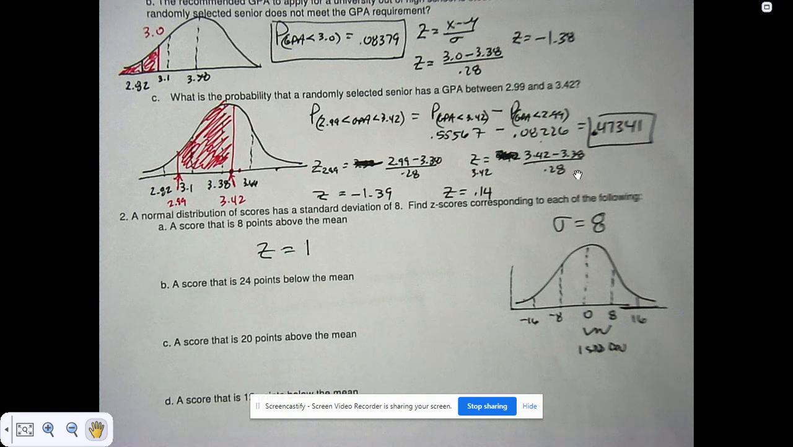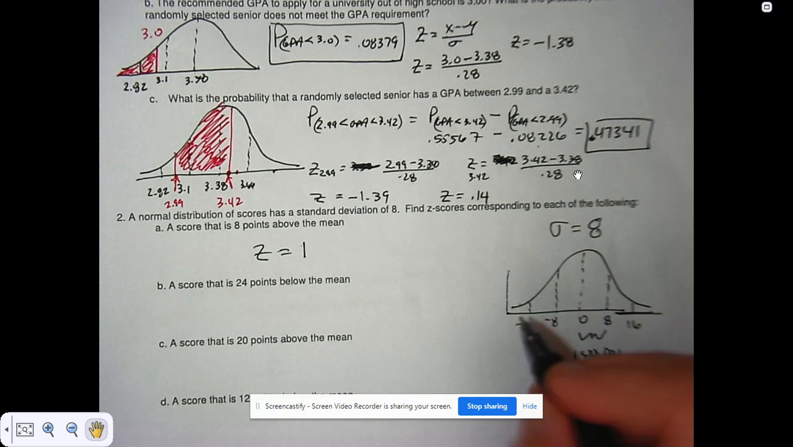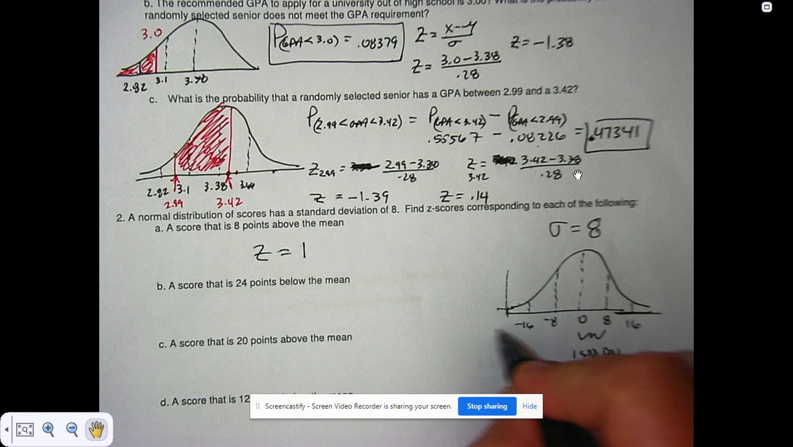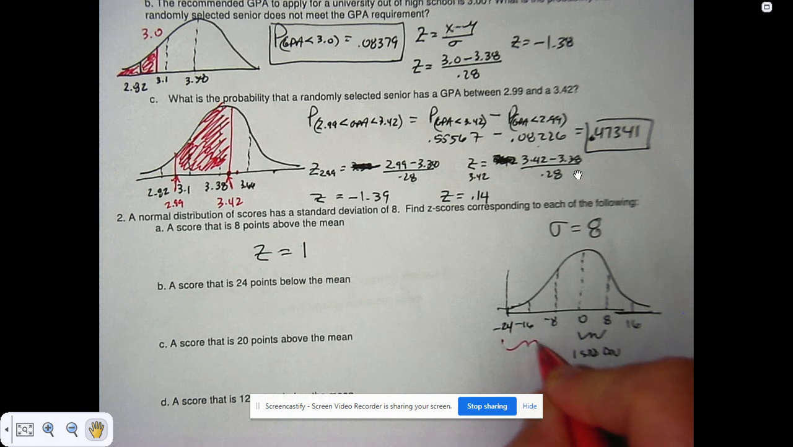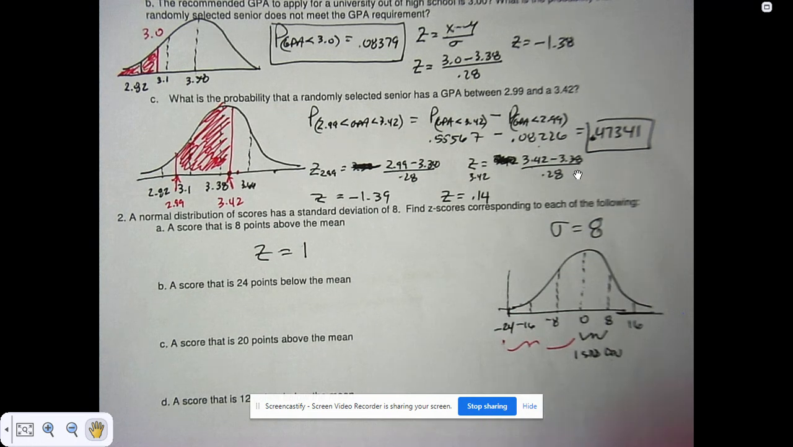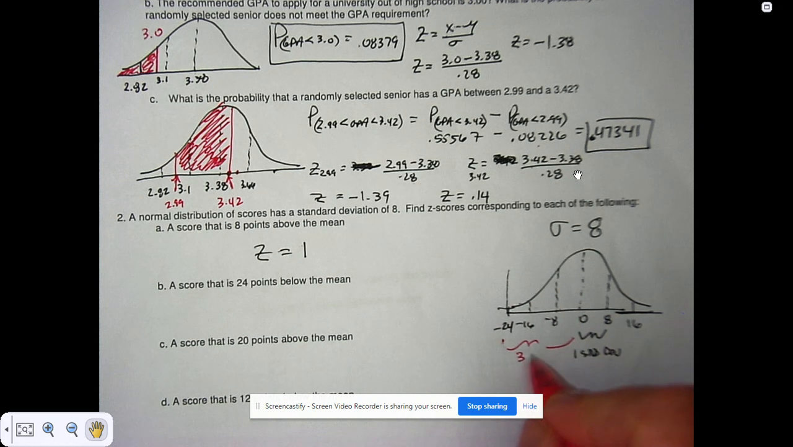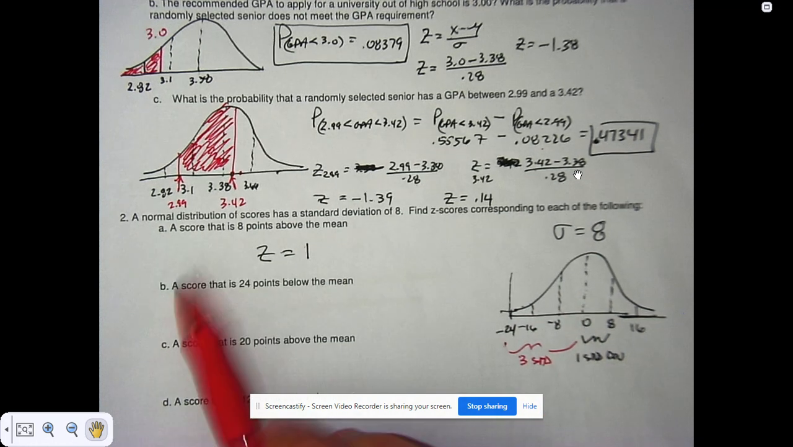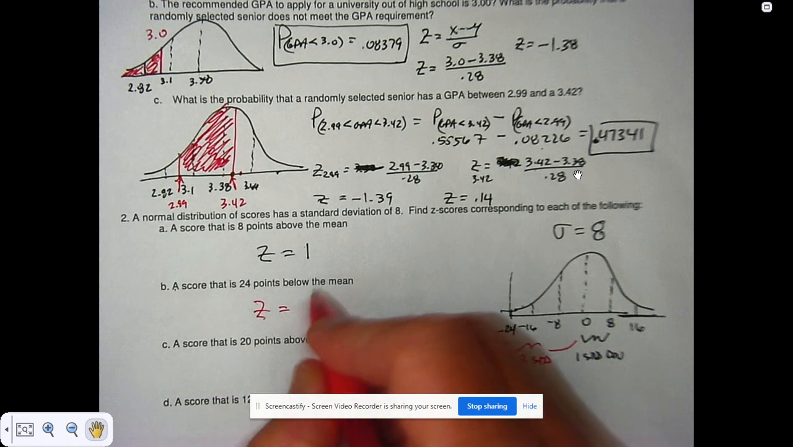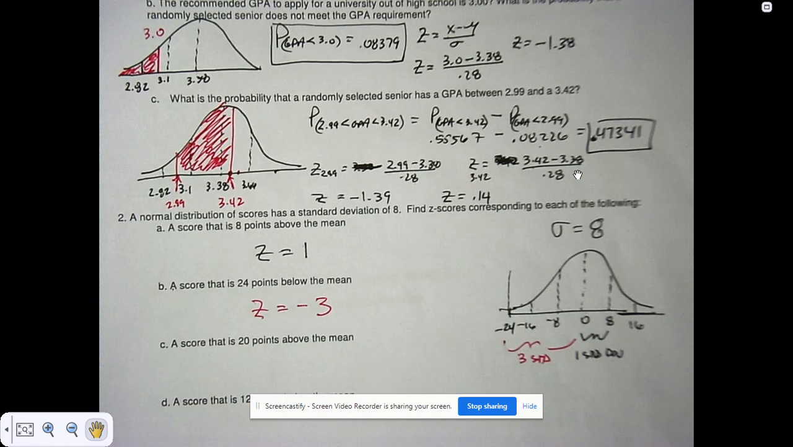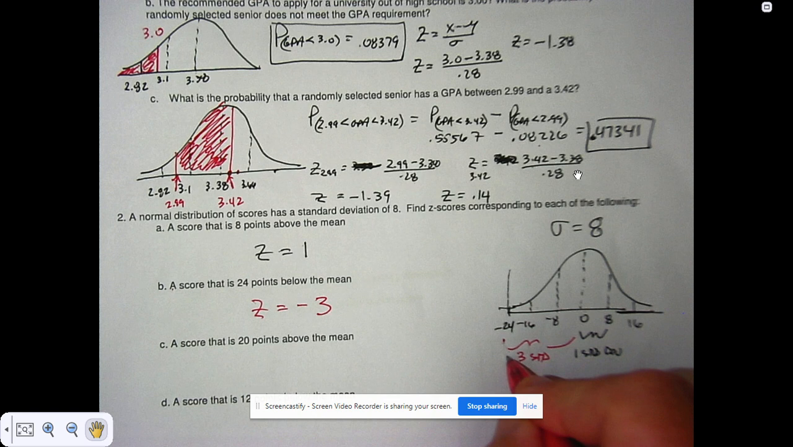Score that is 24 points below the mean. I got to go out another standard deviation here to get to negative 24. And that is 1, 2, 3 standard deviations. So if it's 24 points below the mean, that's 3 standard deviations. So our z is negative 3. 3 standard deviations below the mean. So that would be minus 3.